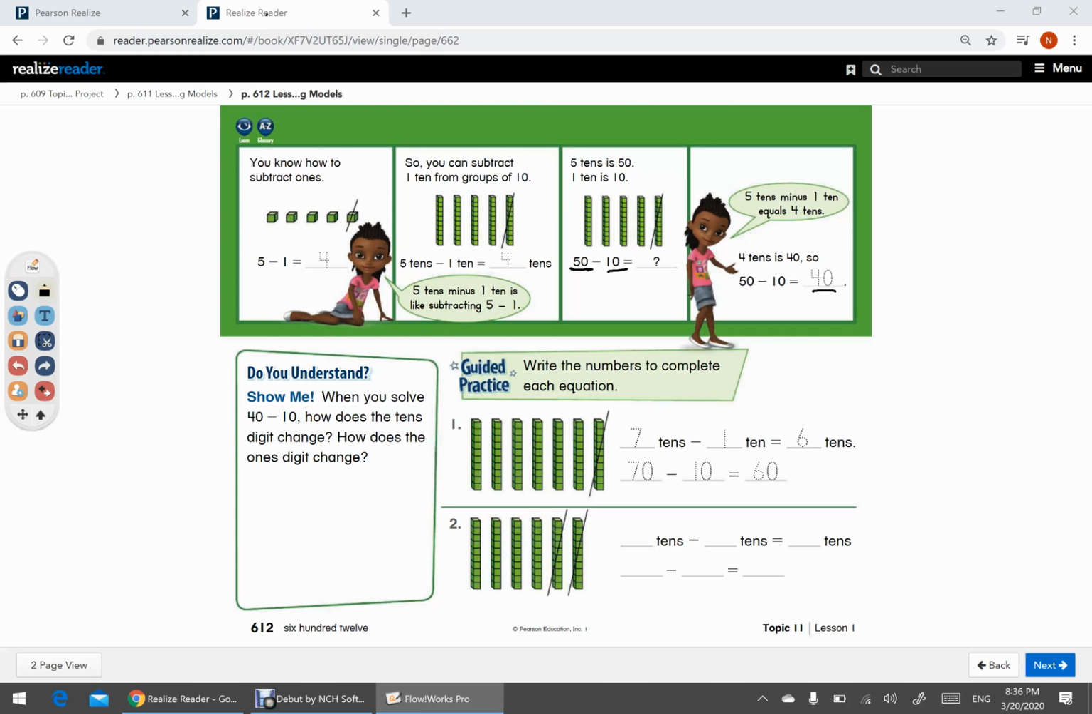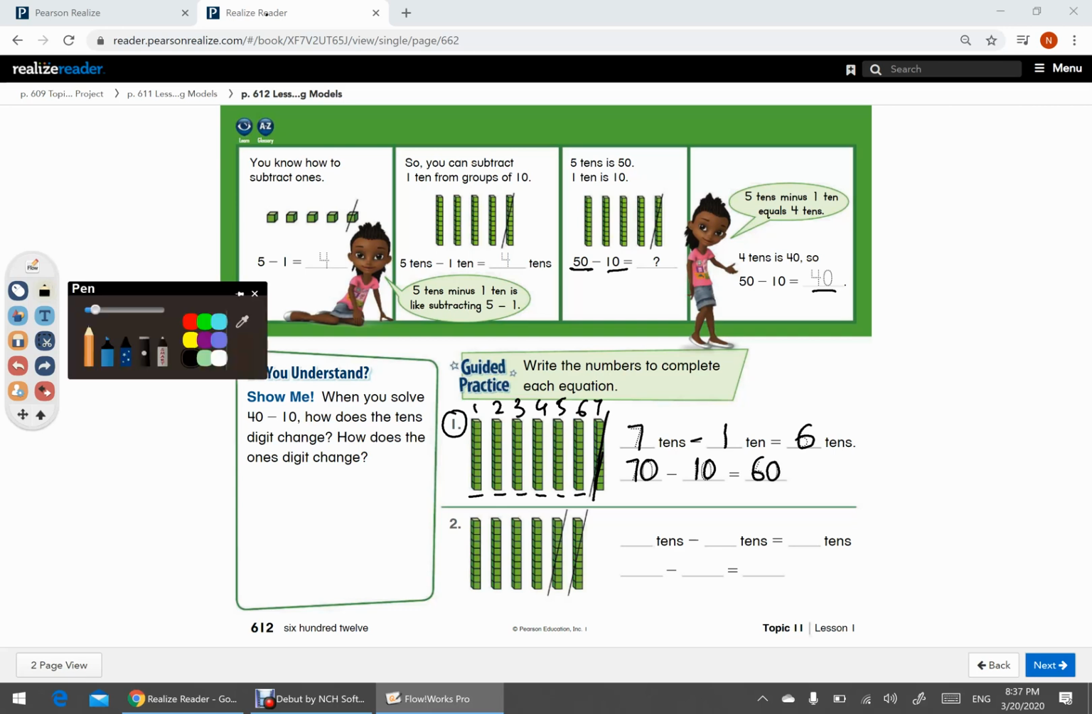Write the numbers to complete each equation. So number 1, how many tens do we have? 1, 2, 3, 4, 5, 6, 7. We have 7 tens, right? So we know that 7 tens is same like 70. And here they have removed 1. So 7 tens minus 1 ten gives me, count how many are left? 1, 2, 3, 4, 5, 6. 6 tens. So 6 tens and 60, they both are same.